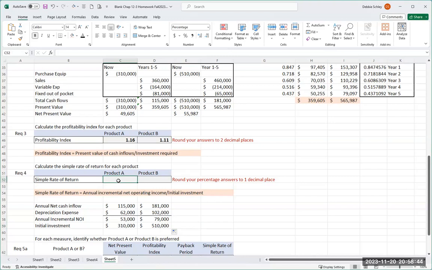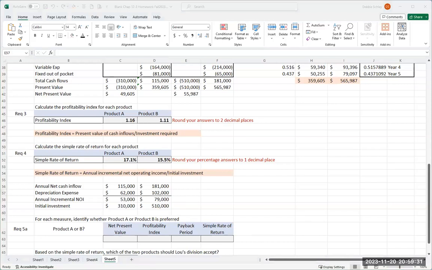and there's my initial investment for B. And so to get simple rate of return, I take the annual incremental net operating income divided by the initial investment. And this is a percent rounded to 1 decimal place. So 17.1% there and 15.5% there. So again, it's the incremental net operating income divided by initial investment. And the reason we're taking depreciation expense into consideration is because now we're talking about net operating income, which is an accounting thing. And so we do take that into consideration.